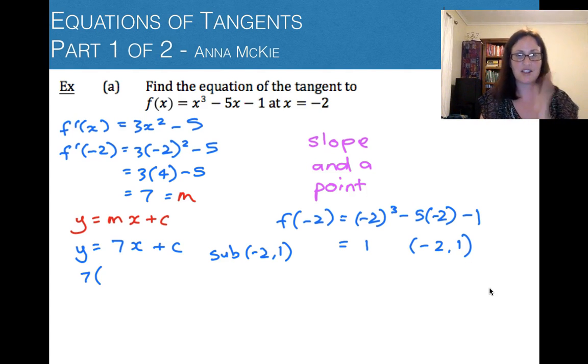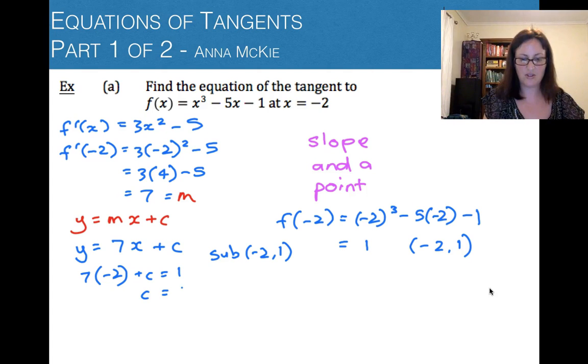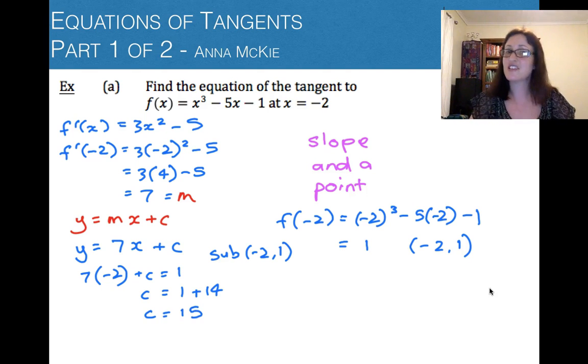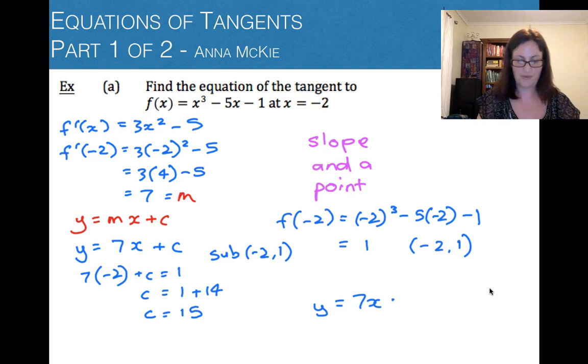So let's keep the c on the left-hand side of the equals because it'll just make solving a little bit quicker. So we're going to have c is equal to 1, add 14, so c is equal to 15. And as you know, c is the y-intercept of that line. So finishing off, the equation of the tangent is y equals 7x plus 15. Now, this was part A. Let's see what part B of the question is.